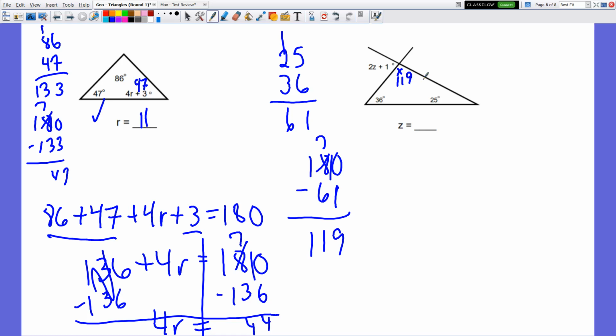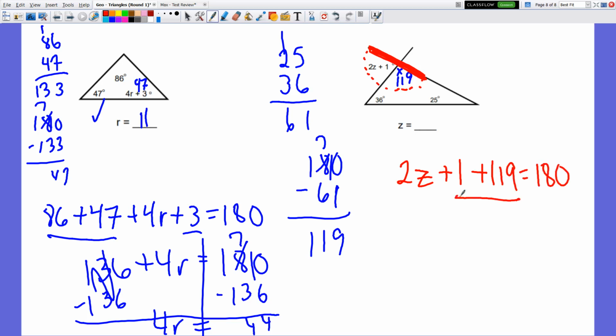What we do know is that whenever we add this and this together, we get this straight line. That straight line is equal to 180 degrees. So we could do 2z plus 1 plus 119 equals 180. Ooh, that works out nice. Look at that. 1 plus 119. 2z plus 120 equals 180.